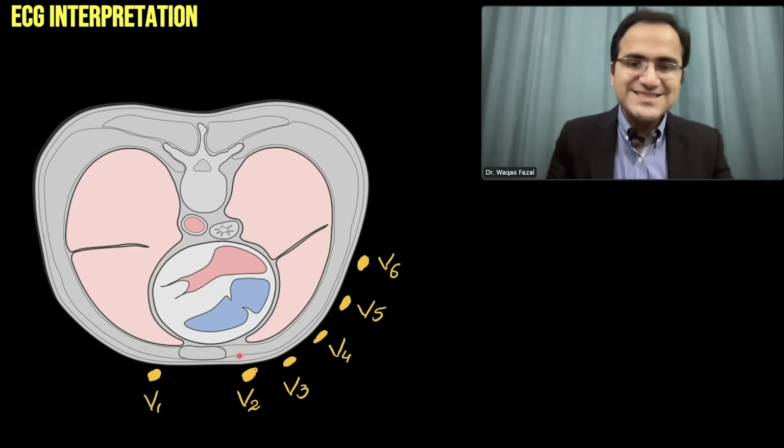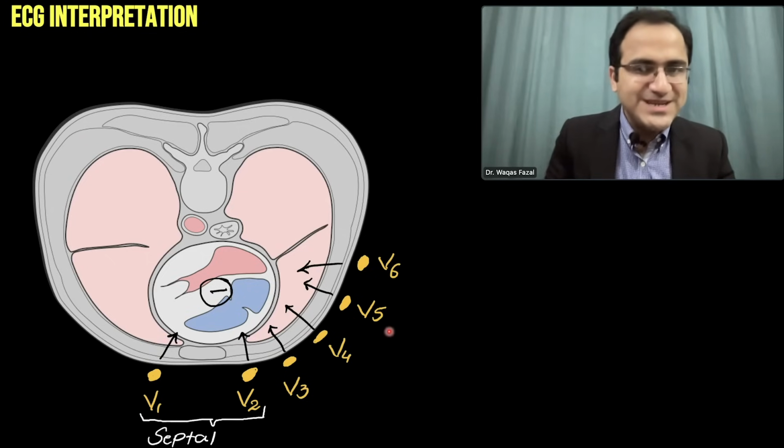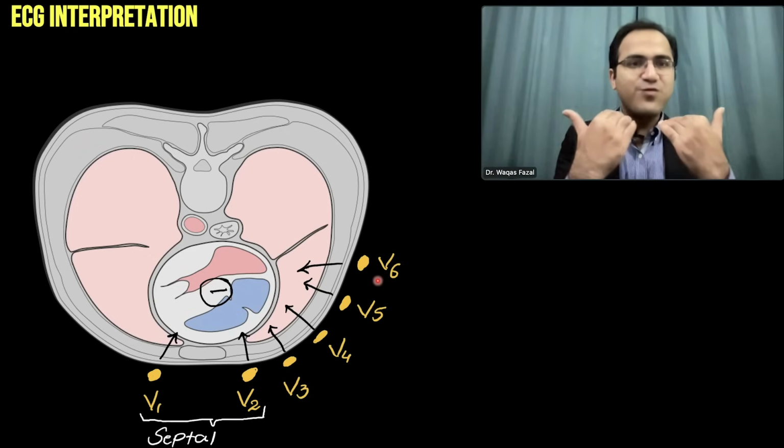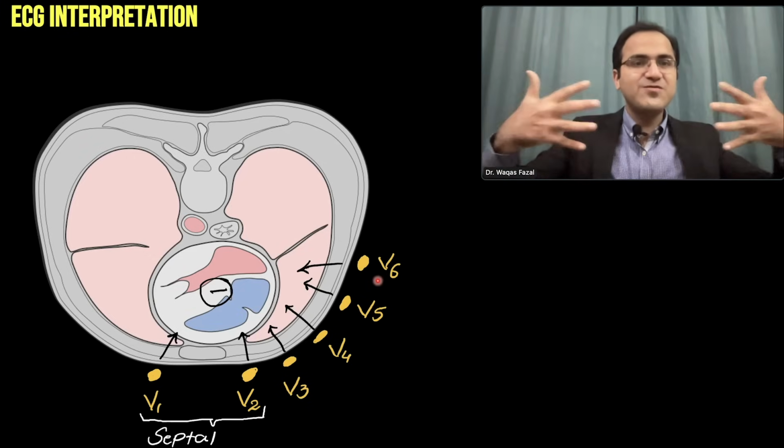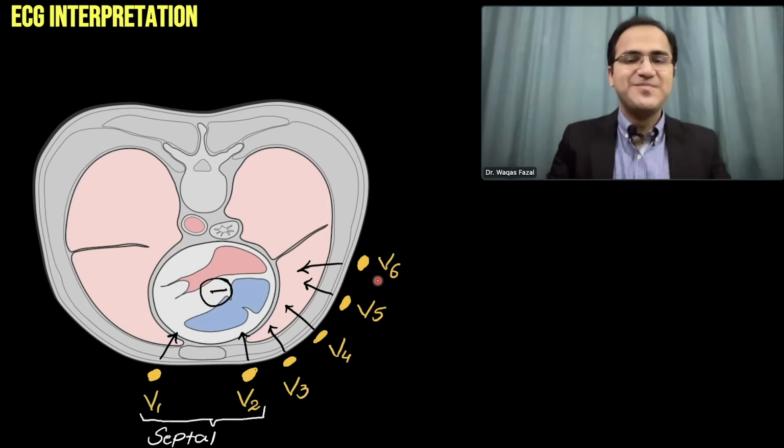Now, when you have placed these precordial leads, these leads are looking at the heart in this direction. They are capturing the electrical activity from the front. Hexaxial leads are looking from the sides. Precordial leads are looking from the front.